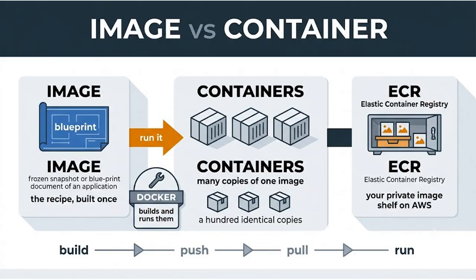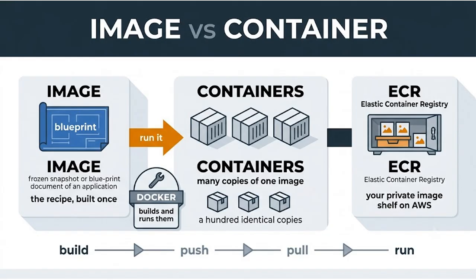2 quick words you'll hear constantly: image and container. An image is the blueprint, a frozen snapshot of your app and its dependencies, built once. A container is a running copy of that image. Build one image, run 100 identical containers from it. The tool that builds and runs them is Docker.